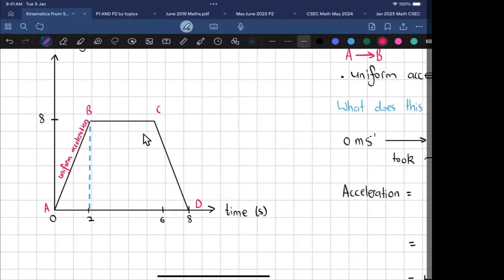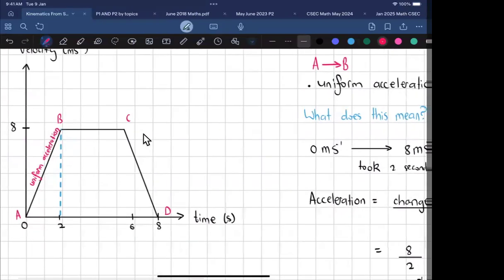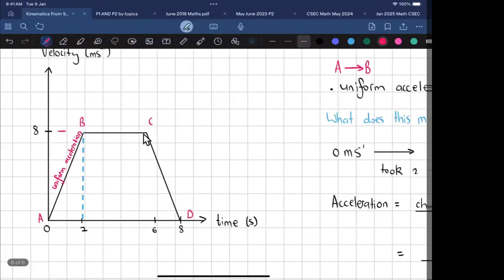Okay, Kiera, when you reach the 8 meters per second, and we're looking at portion B to C, are we increasing our speed or are we staying at 8? We stay. So if we're staying at 8 meters per second, are we accelerating? No. Right. So if A to B was uniform acceleration, B to C would be no acceleration. You could say no acceleration, or you could say you're moving at a constant velocity.